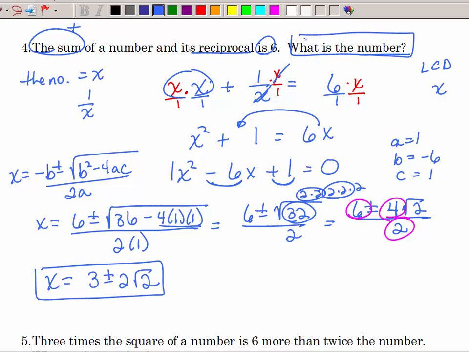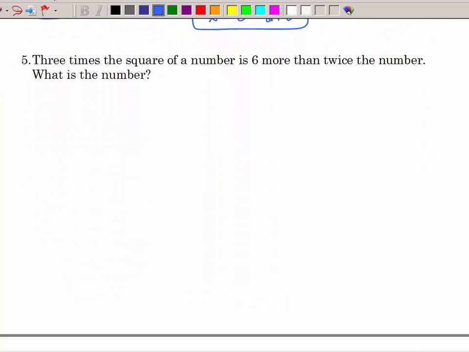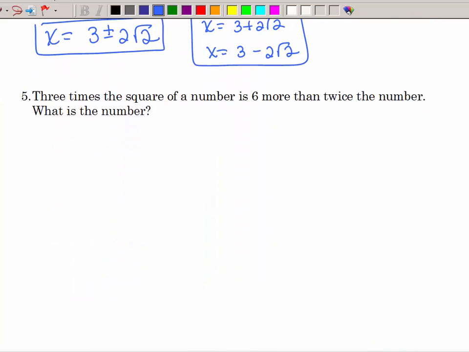But I do want you to notice that that's two different numbers. We have x equals 3 plus 2 square roots of 2 and x equals 3 minus 2 square roots of 2. So we really have found just the number. That's all it asked us for, is x. And of course its reciprocal would just be 1 over that. Let's look at our last example.